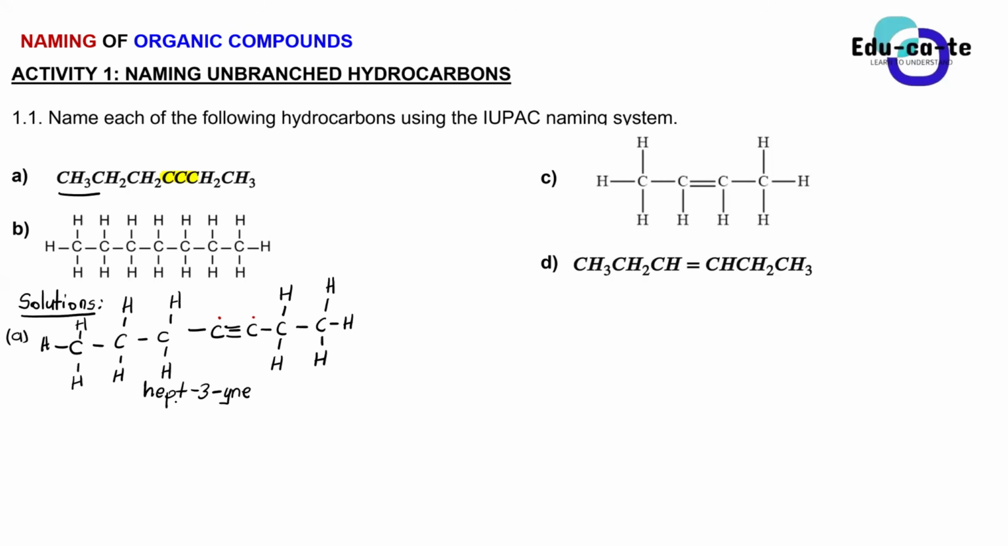So this is hept-3-yne. So guys, remember that here this is an unbranched one. We don't have any branch. You just count the number of carbons in the longest chain. In this case, we only have 1 chain. And do we count from left to right or from right to left our carbons? Why, basically? So we count from right to left.